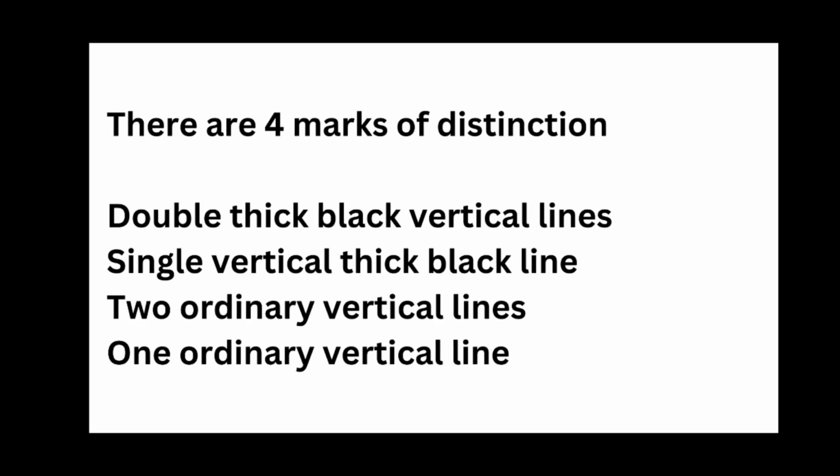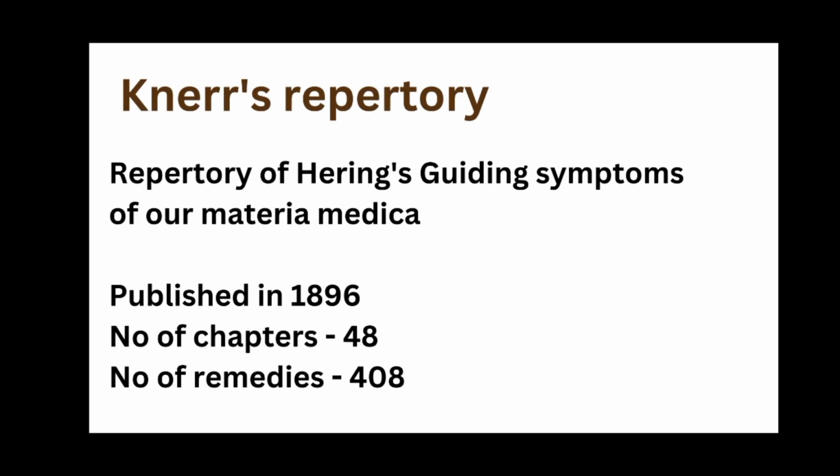So, this is Knerr's repertory. It is published in 1896. Number of chapters are 48 and number of remedies are 408.